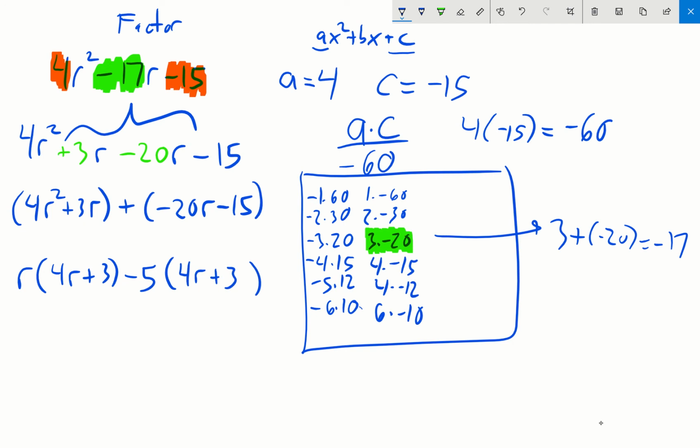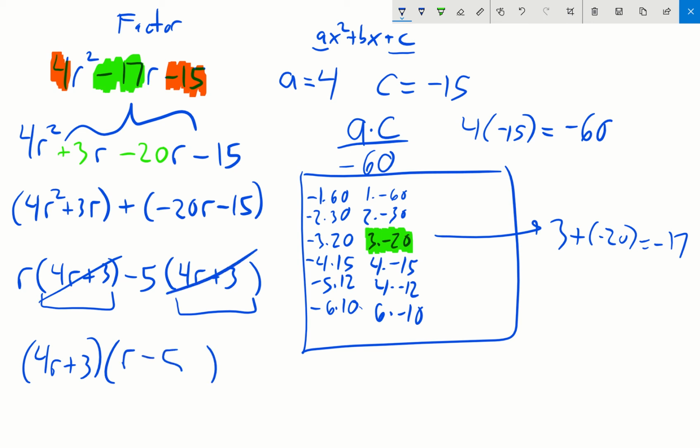If we look at what's left, we technically have 2 terms now, and both of those terms have a factor of 4r plus 3. That makes the quantity 4r plus 3 a common factor, so we can pull it out. When you remove it from the first term, we're left with r. When we remove it from the second term, we're left with a minus 5. So there you have it. 4r squared minus 17r minus 15 factors as 4r plus 3 times r minus 5, and that's using the AC method.